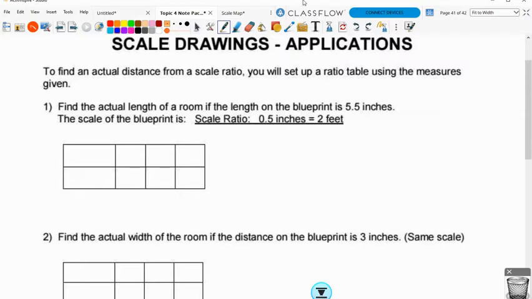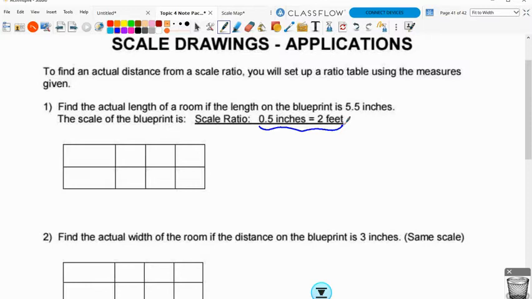So in our first example, it's about a blueprint. Blueprints are used in construction. They want us to find the actual length of a room if the length on a blueprint is 5.5 inches. They tell us that the scale of the blueprint is the following. Okay, right here, this is the scale ratio, and they tell us that on the blueprint, a half an inch is equal to 2 feet of actual distance. Okay, so a half inch on the blueprint is 2 feet in real life.